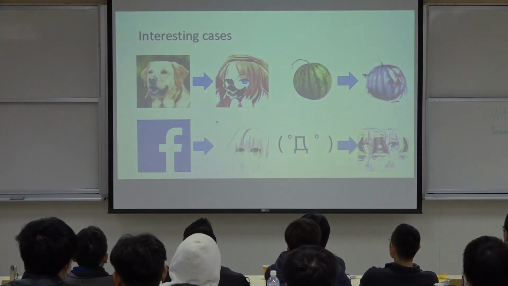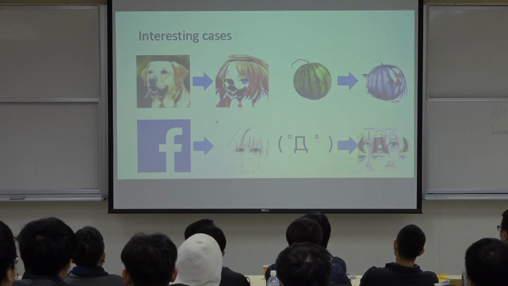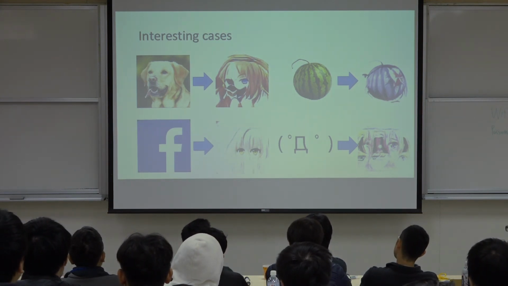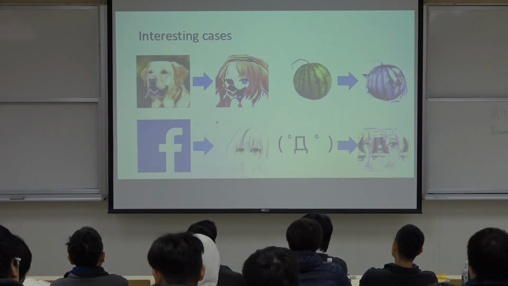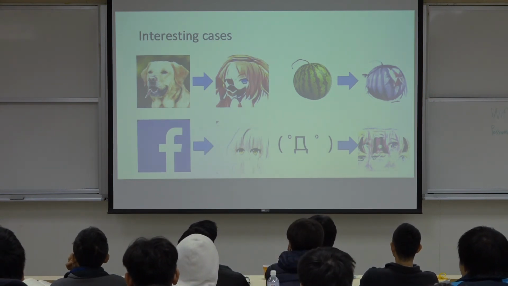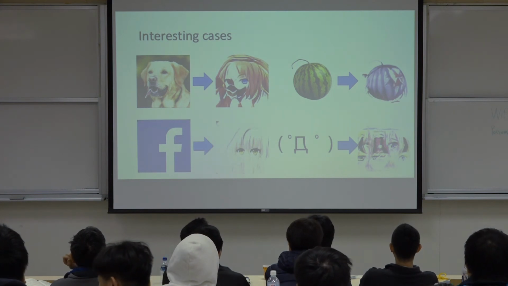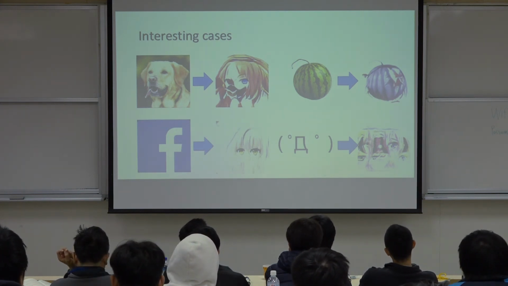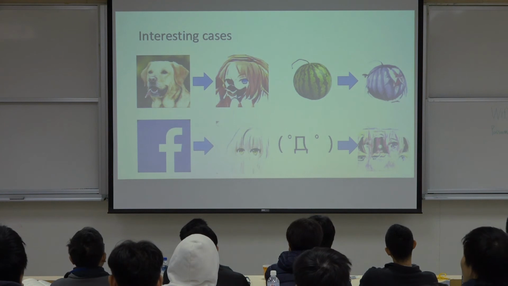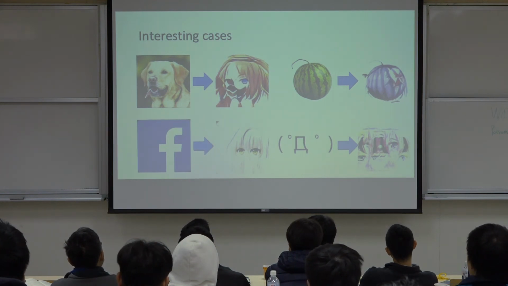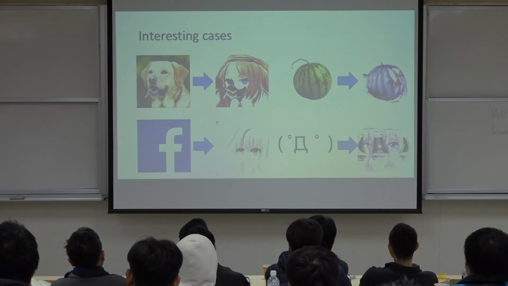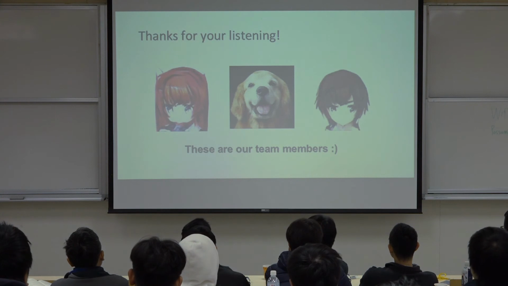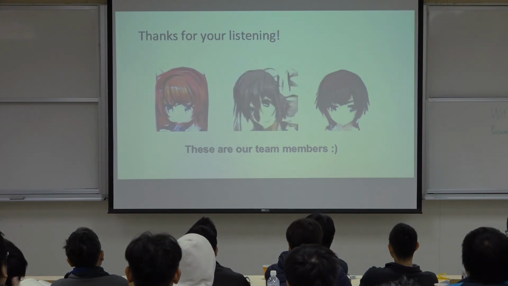Okay, and here is our interesting case. We also put in some outliers that are not human faces. I think the most interesting example is the watermelon shown at top right. The model might think that the texture of the watermelon is similar to the hair of the anime characters, so the model also generates an accessory for the watermelon and also curly hair. Thanks for your listening.